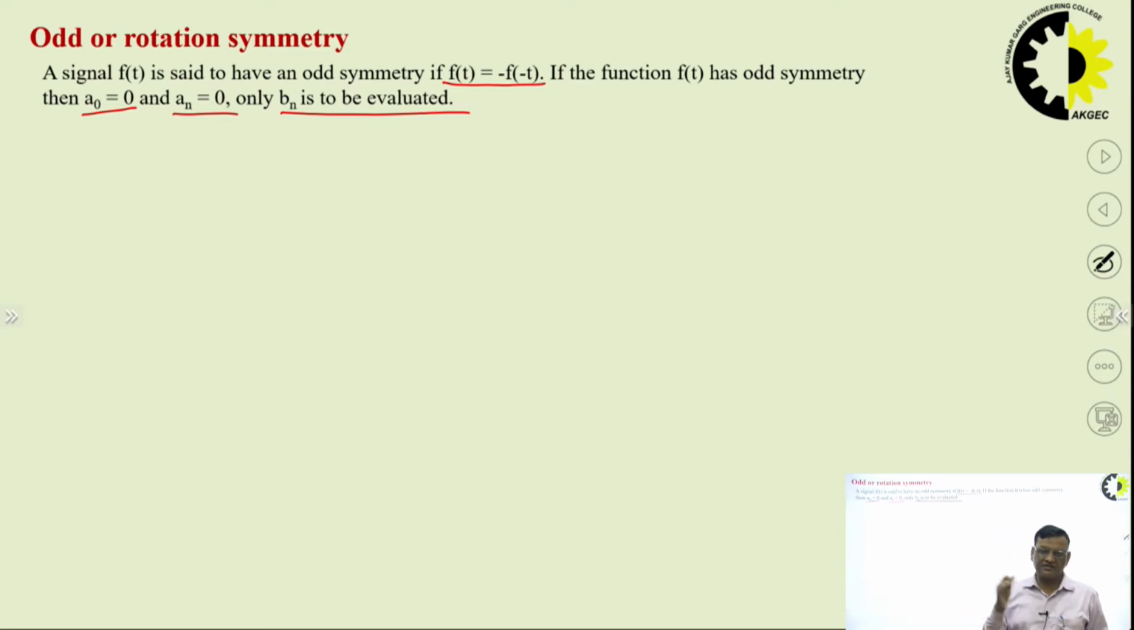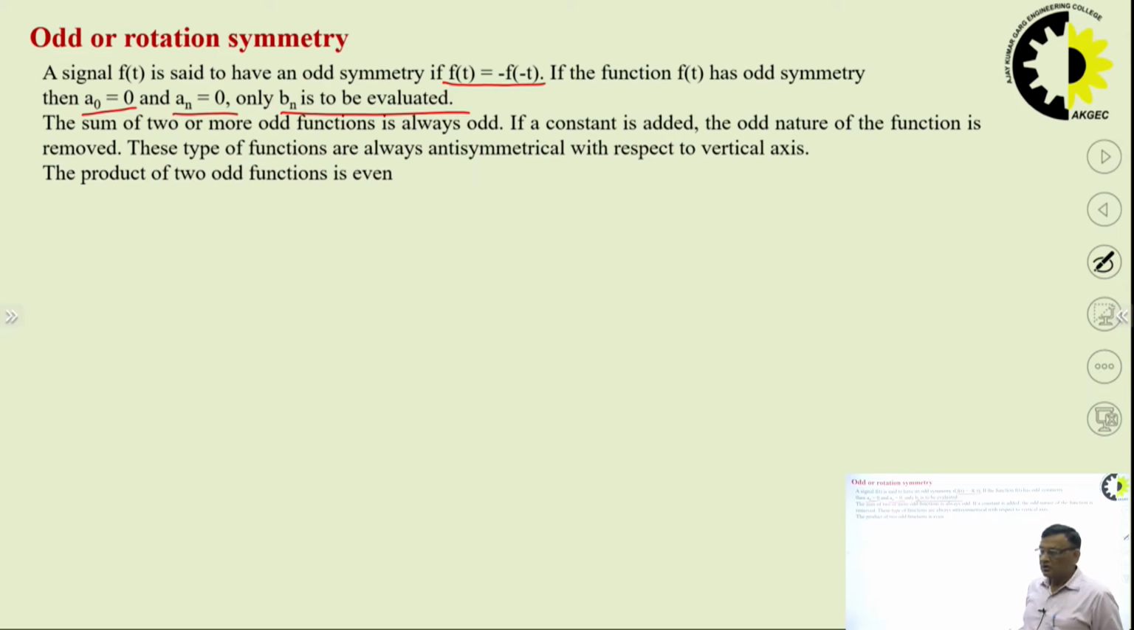If our function has odd symmetry, then there is no need to go for the calculation of A0 and An, you only have to evaluate Bn. So this is the importance of waveform symmetry. The calculation becomes very simple. Then, some properties of the odd function: the sum of two or more odd functions is always odd. If a constant is added, then the odd nature of the function is removed.